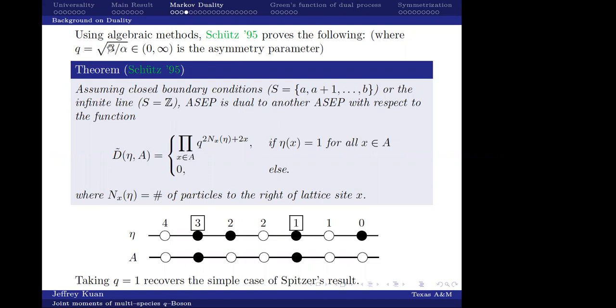You let q be the square root of beta over alpha. This is the asymmetry parameter. This function is non-zero only when there's a particle in eta for every particle in A. For each particle in A, you count the number of particles to the right in eta, and you take q to the 2 to that number. And you have to add 2x. It's worth mentioning that if you take q equals 1, you just get the simple case of Spitzer's result back. So this generalizes Spitzer's result on a one-dimensional lattice.